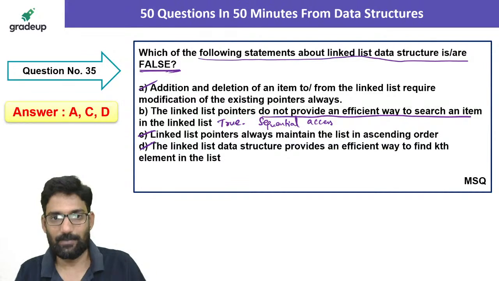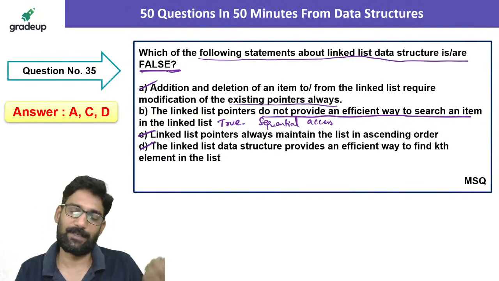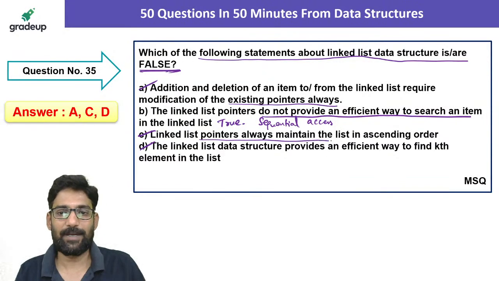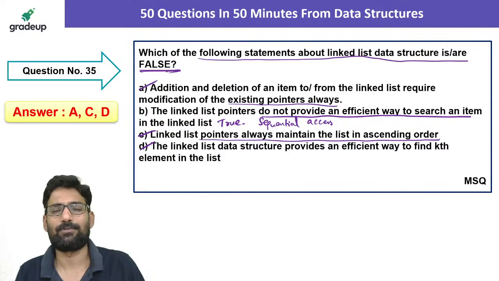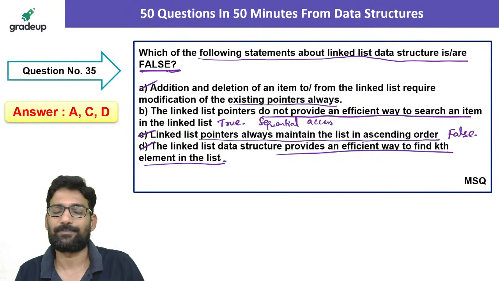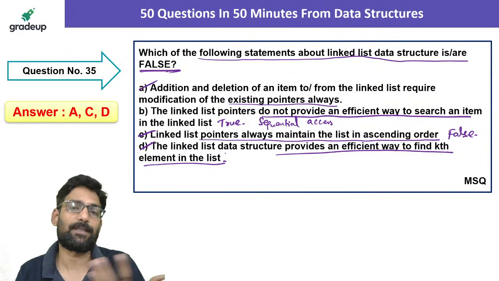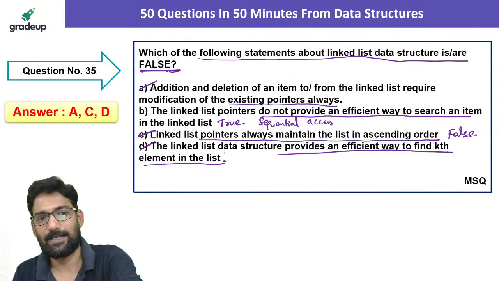Addition requires modification of existing pointers always, of course, even in the beginning, the head pointer. Linked list pointers always maintain the list in the sorted order. No. Who said? It can take in the random order. It provides an efficient way to find kth element. You have to traverse all the elements. So A, C, D are false. Next question.